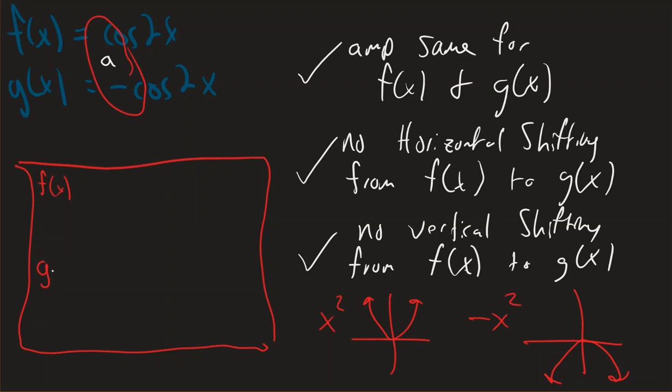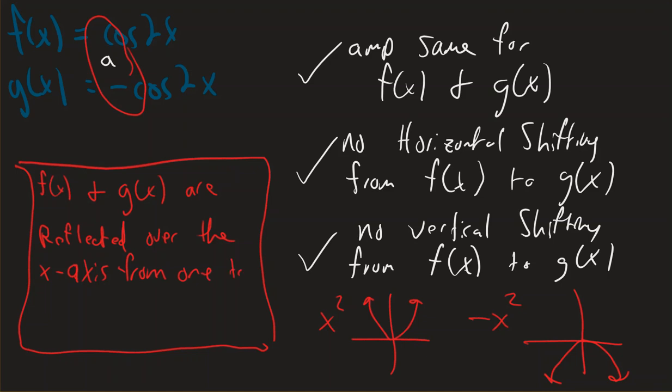So between f and g, depending on which one you started with, they're being reflected over the x-axis from one to another. So if you flipped f of x over the x-axis, you would land on g of x, and if you flip g of x over the x-axis, you would land on f of x. So the rest of the graphs would all look the same though.